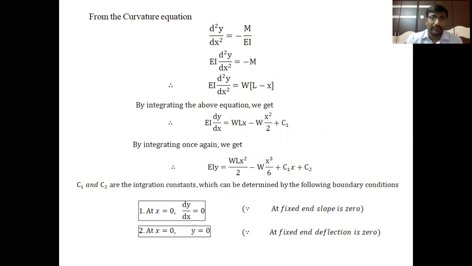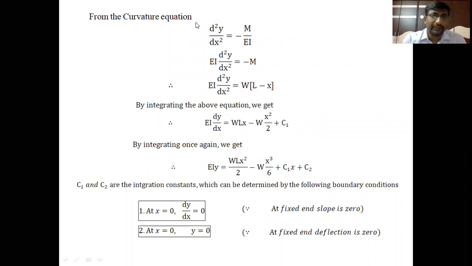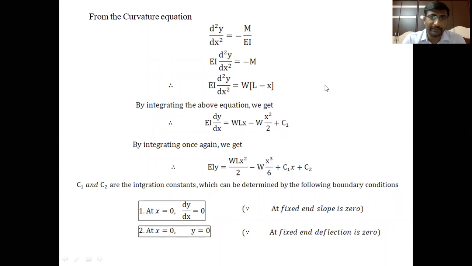Okay, students, let us go for the curvature equation. Already we derived the curvature equation, that is d square y by dx square is equal to minus M by EI. Otherwise, we can write this equation as EI into d square y by dx square is equal to minus M. What is the M value? Already we derived the formula for the bending moment at XX as minus W into L minus x. Here in this formula, minus M is there, so plus W into L minus x remains. Therefore, EI into d square y by dx square is equal to W into L minus x, the required equation to solve.